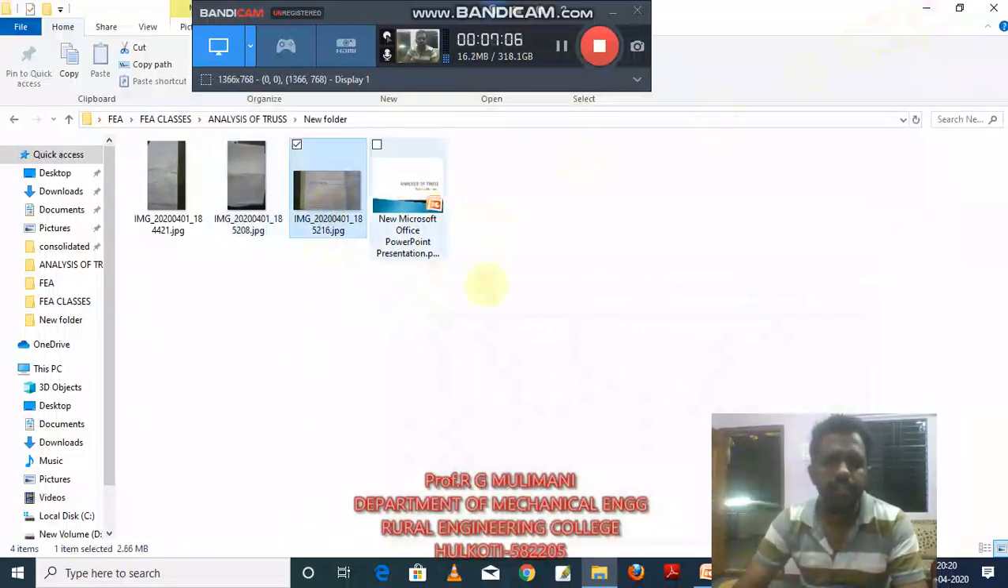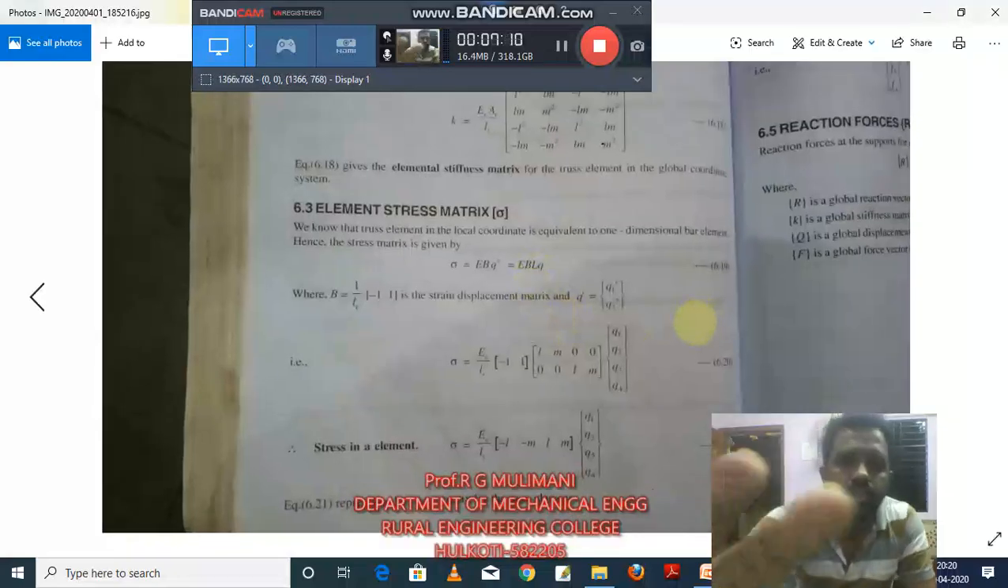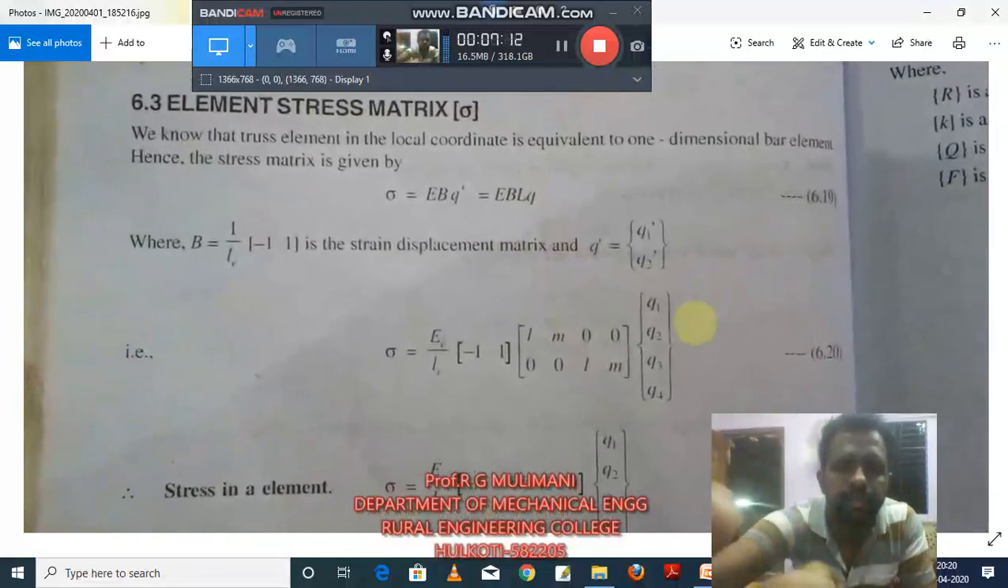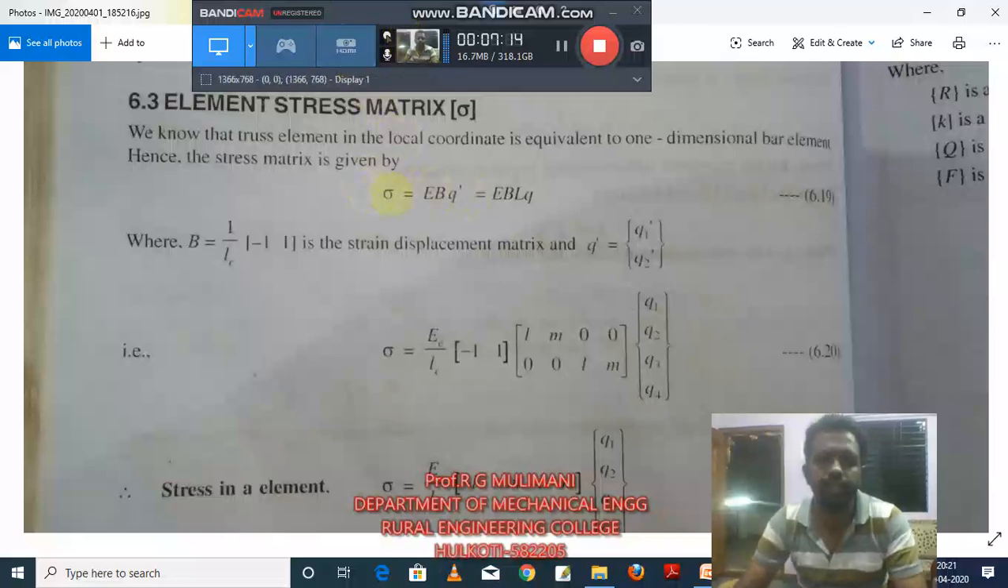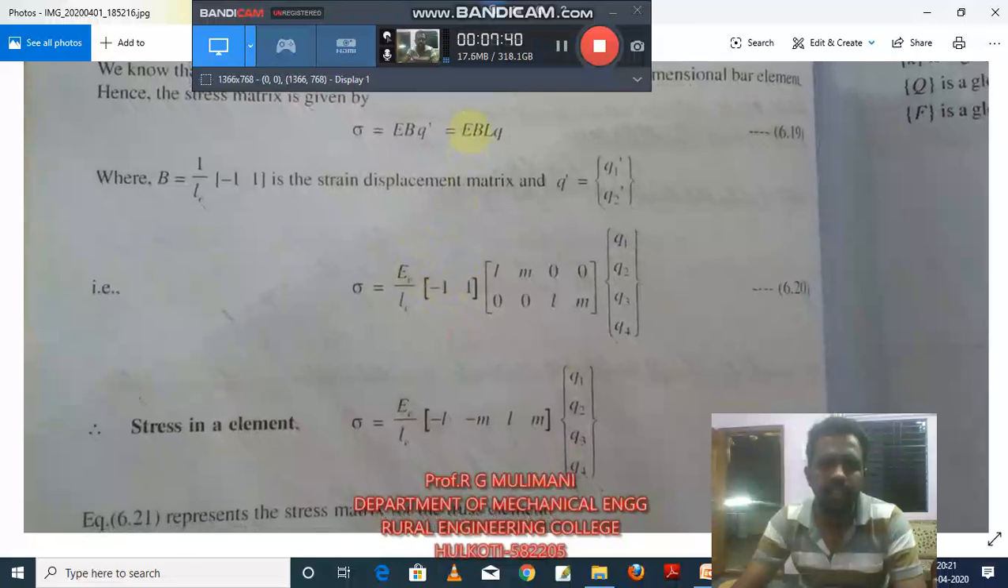Okay, let us see how to derive the stress in the element. We already know that sigma is the stress, it is E B Q, but for the truss element Q is L Q, in terms of the local coordinate system. We are writing the same thing in terms of the global coordinate system, E B Q, where Q is written as L Q. What is L? It is the transformation matrix. What is Q? In terms of the global coordinate system, it is Q1, Q2, Q3, Q4. The same thing is substituted here.